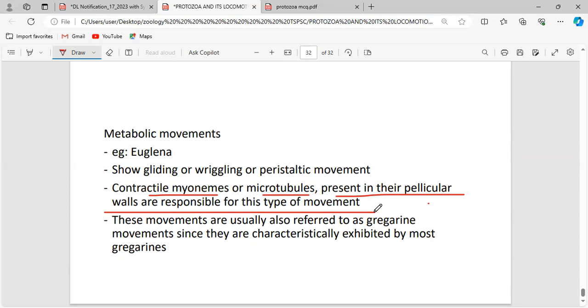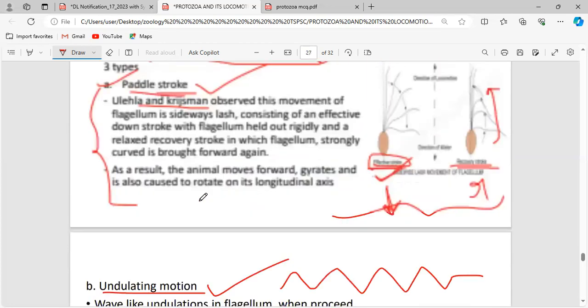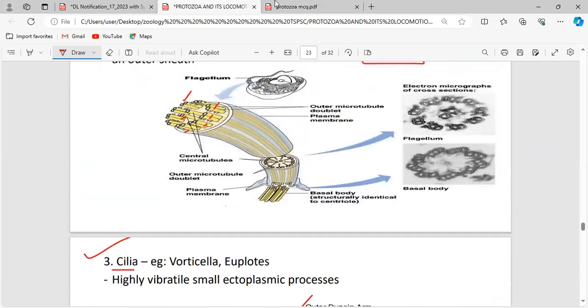The same thing will be seen in the metabolic movements. See, what does Gregarine mean? Gregarines are a subclass of the phylum Sporozoans. They are parasites in the digestive tract of insects, crustaceans, earthworms, and also in some other organisms. Okay, that's all about the locomotion in the protozoans.